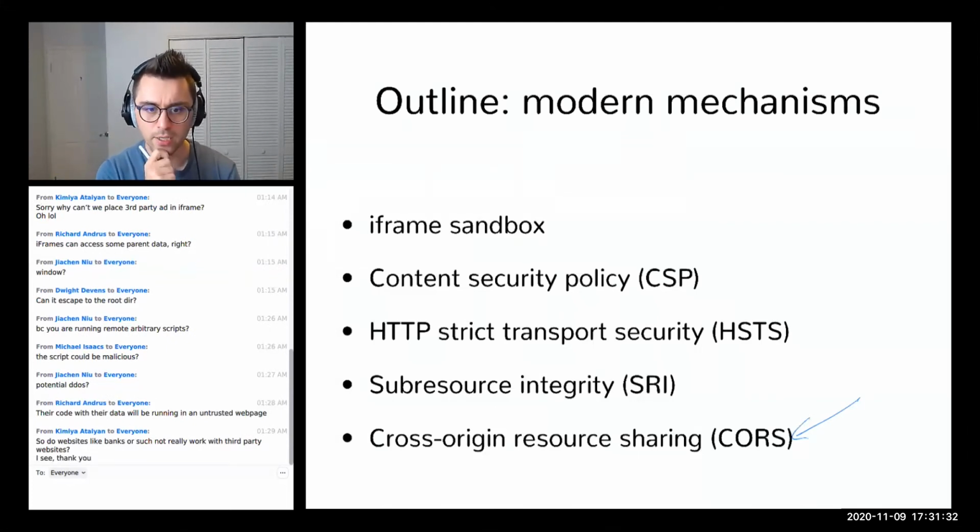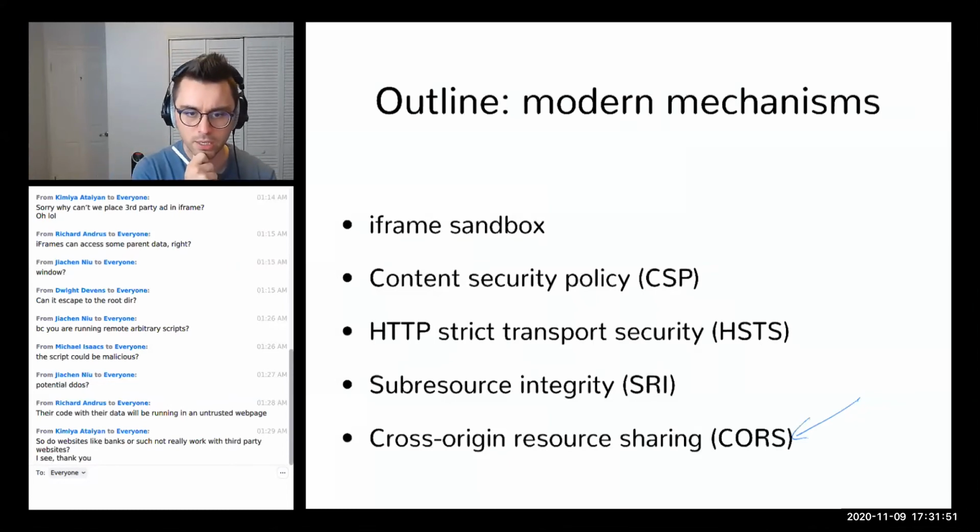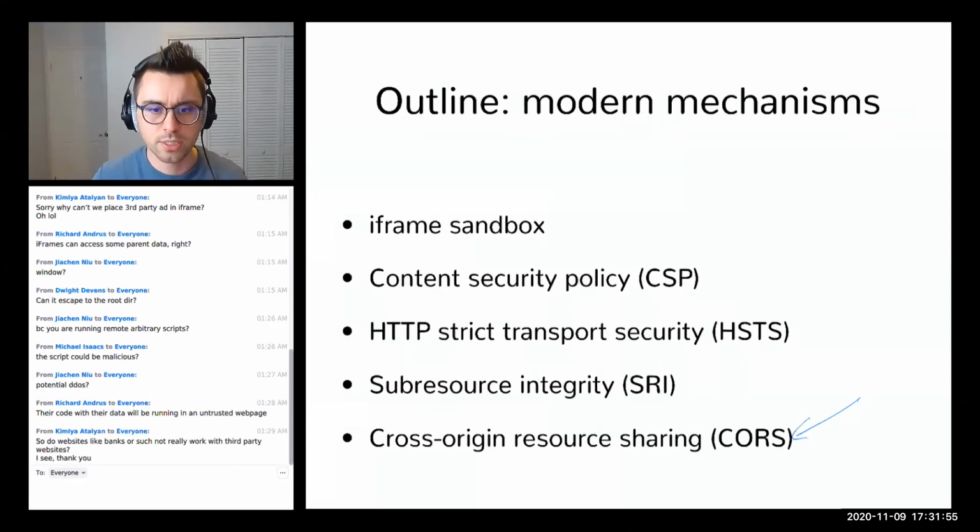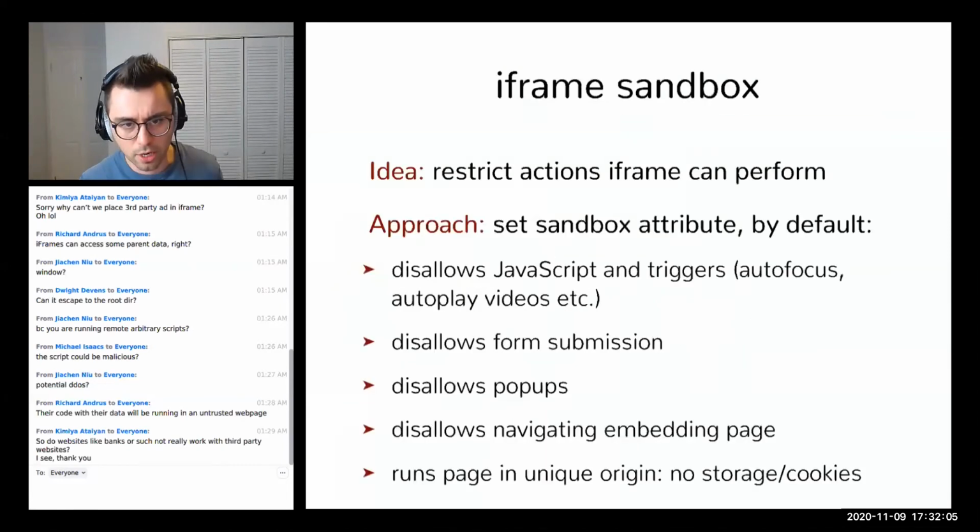Okay, so what we're going to look at in the rest of the time that we have is these different mechanisms that either try to tighten the security of the same origin policy or make it more flexible, but in a safe way, so that we don't have to use things like JSON-P. These mechanisms address one of the questions I outlined before, which is dealing with a malicious ad or a potentially compromised CDN. So let's get started with the iframe sandbox.